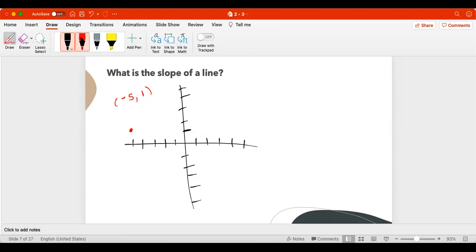And then let's also go with maybe right here. This is going to be -1, comma, -2. And then draw a line through it. Something like that. Now you can see that this line is pointing downward from the left to right direction. So we know the slope is going to be negative. Let's see, how many steps do we have to go down and to the right?